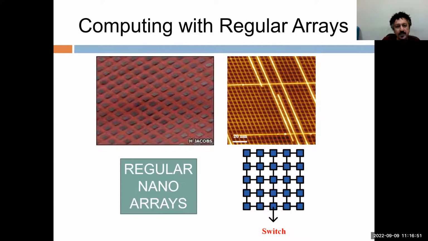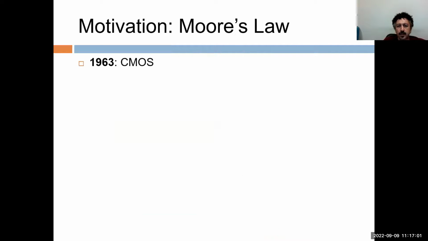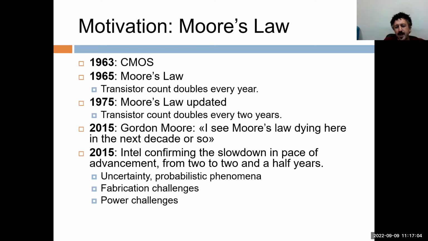Okay, this is the main topic today. After 15 minutes, competing with regular arrays. The main motivation is competing with regular arrays. Why? The main problem, you have heard this story before, is Moore's law. What is this law? CMOS, 1963, almost 50 years, very powerful. Technology scaling is very powerful, meaning that, for example, it says that transistor count doubles every year.